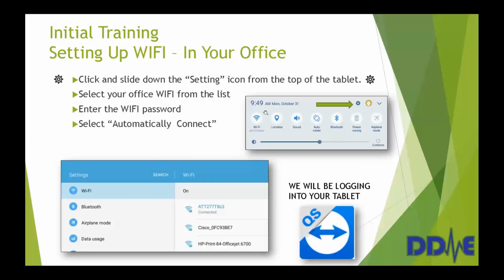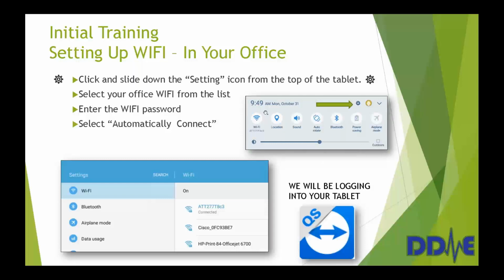Okay, for our initial training, when you set up a training session with your GEM support agent, one of the first things they're going to want to do is connect the tablet to Wi-Fi. It's the same exact process that any Android phone goes through. That is, you swipe down, you select the settings icon, and depending on the version of Android you have, it'll either say Wi-Fi or connections, and you select that.